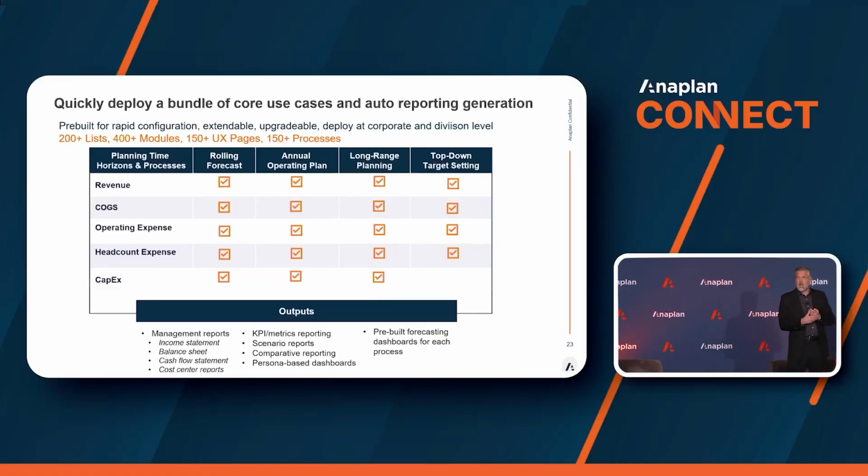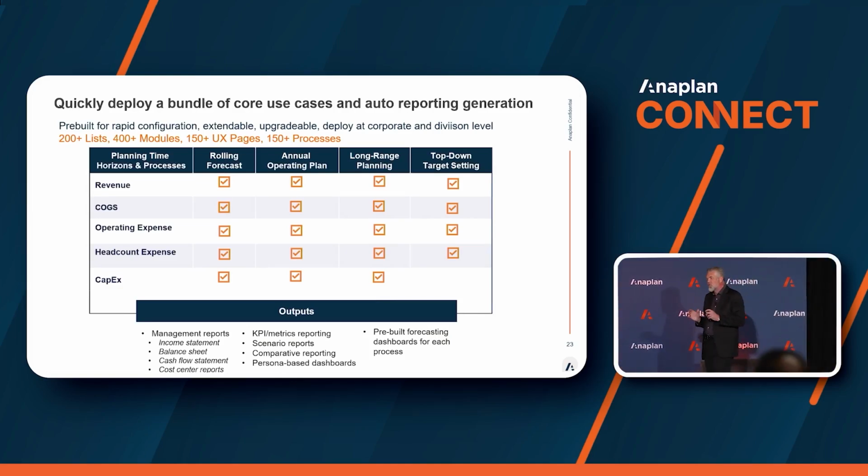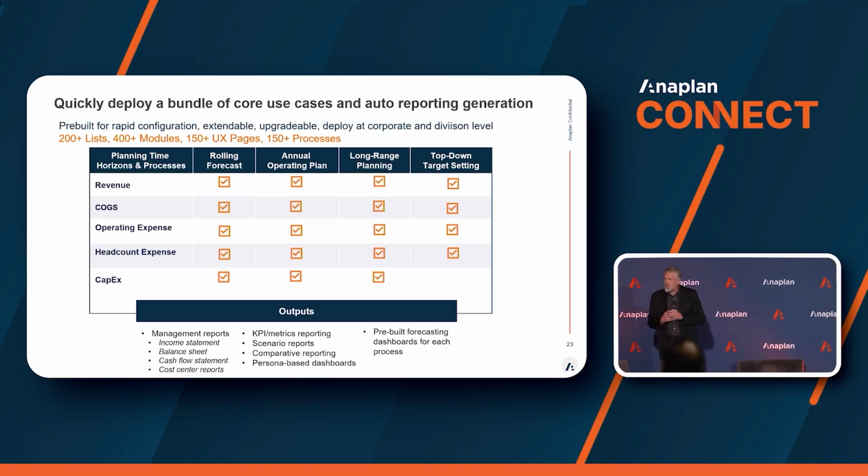You guys all know how long it can take to implement something. So in the box that you get, there's about 200 lists, about 400 modules, about 150 very, very pretty UX pages all ready to go, and about 150 processes to glue everything behind the scenes. It's approximately 18 months worth of effort that has gone into the current version that we see today. So if you were to build it yourself, it would take you 18 months. That would be the theory. So we've done all that for you. So huge time saving, and you can see the scope of the forecasting versions that we support within the application.